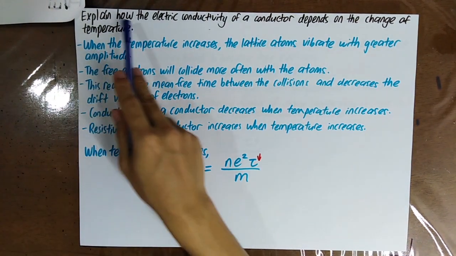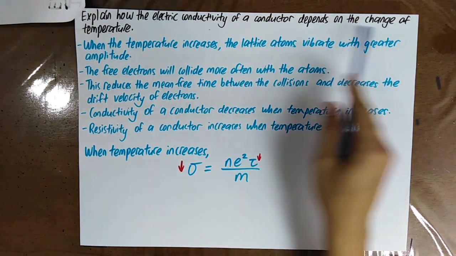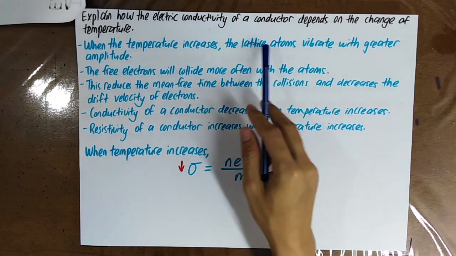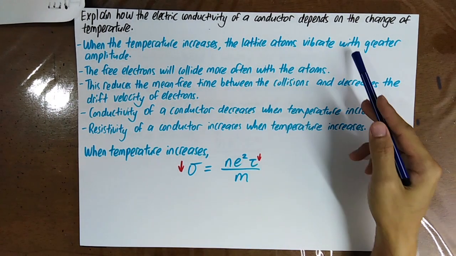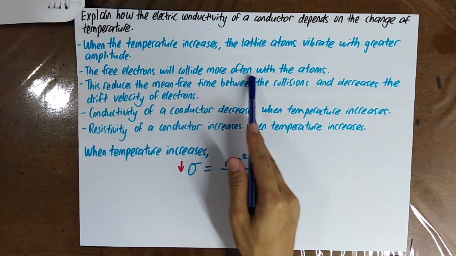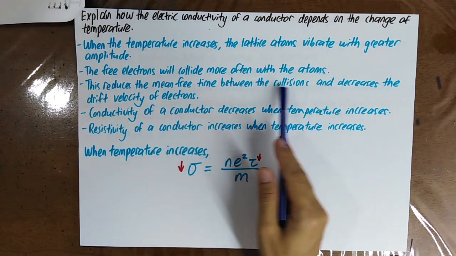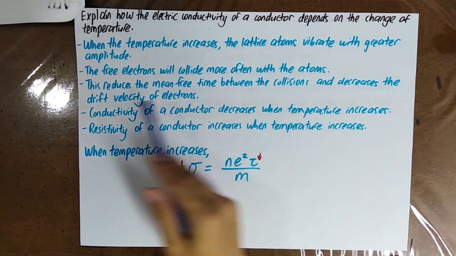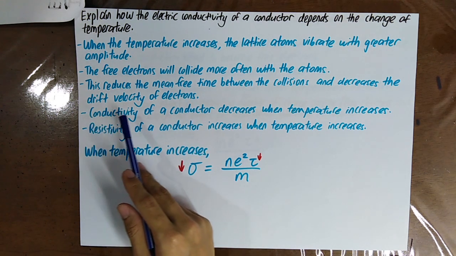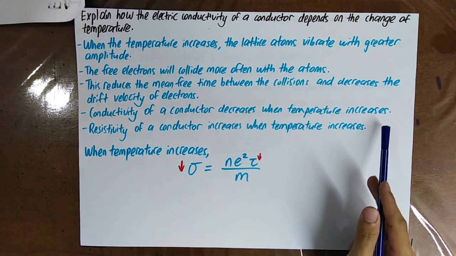Okay, please explain how the electric conductivity of a conductor depends on the change of temperature. When the temperature increases, the lattice atoms vibrate with greater amplitude. The free electrons will collide more often with the atoms. This reduces the mean free time between the collisions and decreases the drift velocity of electrons. So the conductivity of the conductor decreases when temperature increases.